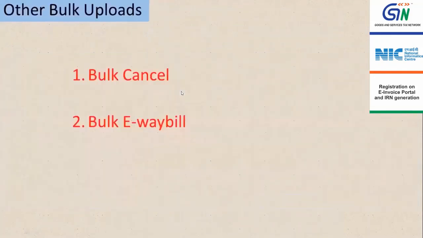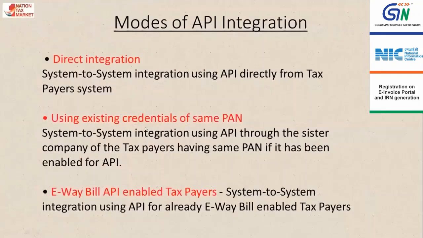You also have options for bulk cancelling of IRNs and bulk generation of eWaybills from the IRP portal. So now we come to an important point, that is the modes of API integration. As I said, there are two modes. That is, you can do direct integration of your ERP system with the e-invoicing system, and the other one is through the GSP. So when you are going for a direct integration, you need to whitelist your IPs.